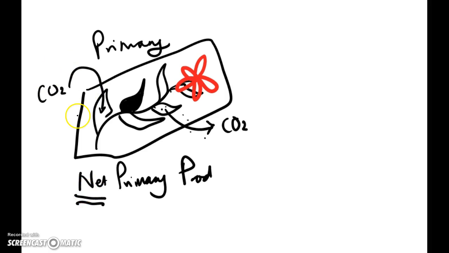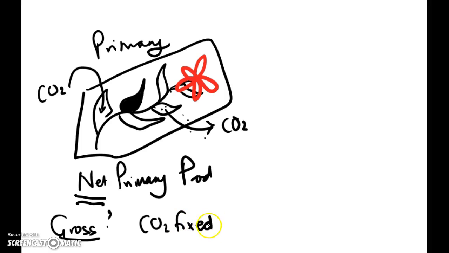But how much did we have in the beginning before the plant respired? So gross primary productivity is the amount of carbon dioxide fixed without considering losses to respiration. Net primary productivity equals gross primary productivity minus R.